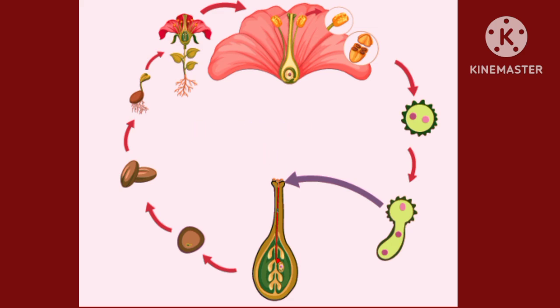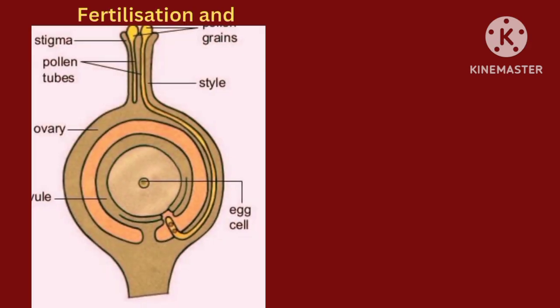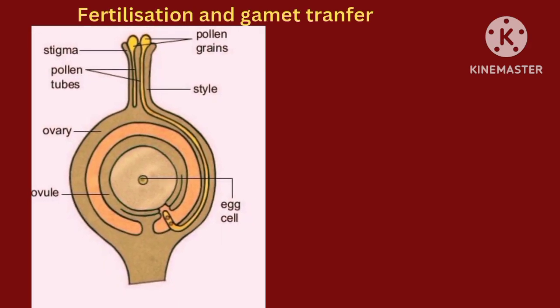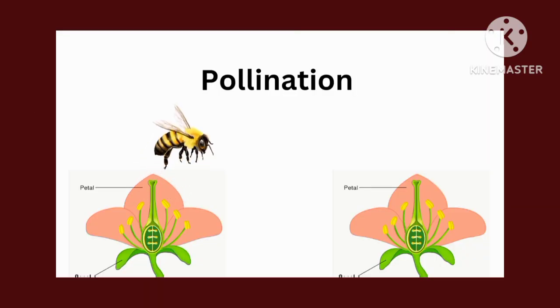Pollen grains must be transferred from anther to stigma to facilitate fertilization. The transfer of pollen grains from anther to stigma is called pollination. Pollination may be self, anther to stigma of the same flower, or cross, anther to stigma of a different flower. Pollen grains germinate on the stigma to produce a pollen tube that delivers the male gametes near the ovule.